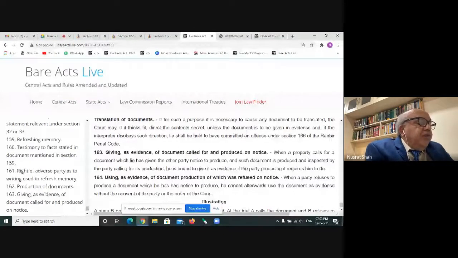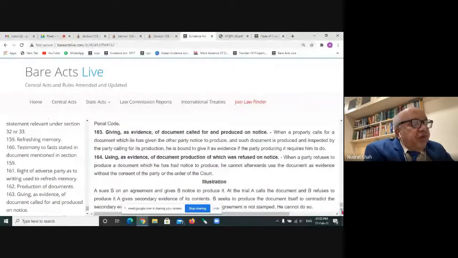When a party refuses to produce document which he has noticed to produce, he cannot afterward use the document as evidence without the consent of the other party. Now under 164, he will not be allowed to tender later on without the consent. Now under 114, the court will draw adverse inference.